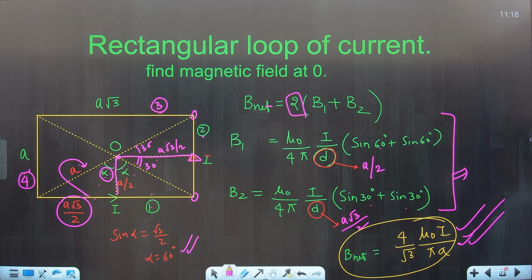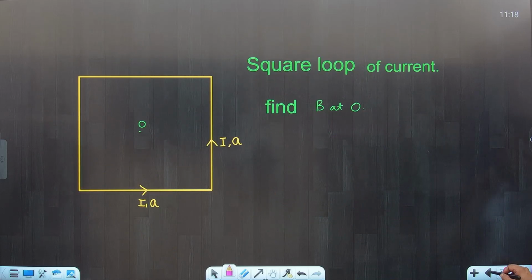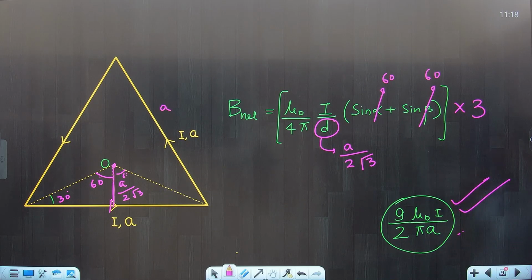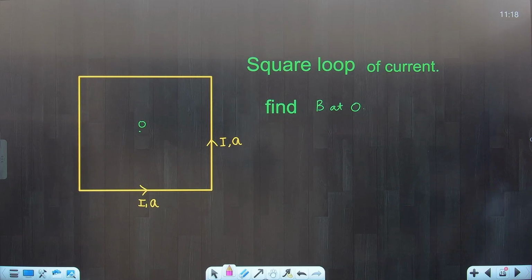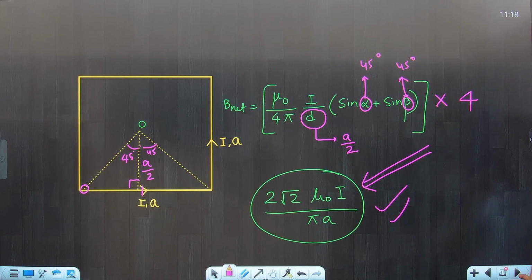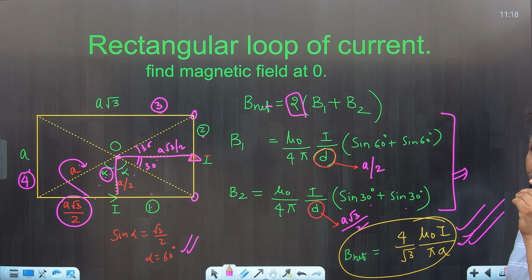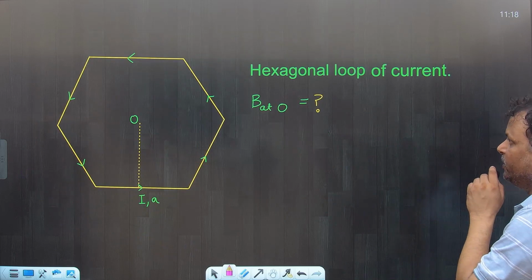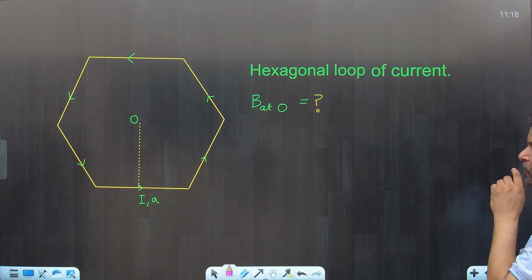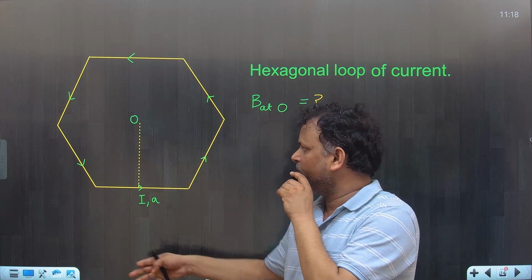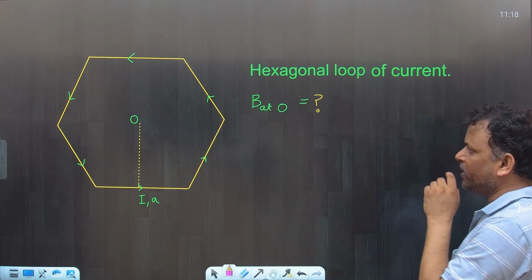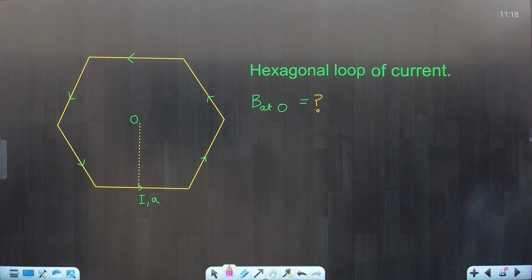So till now what we have done, we have calculated the magnetic field due to an equilateral triangle loop at its center, a square loop at its center, and a rectangular loop at its center. Now can you guess what is the next figure? The next figure is the hexagonal loop of current. There is a hexagonal loop having current I and side A. You have to find the magnetic field at point O.